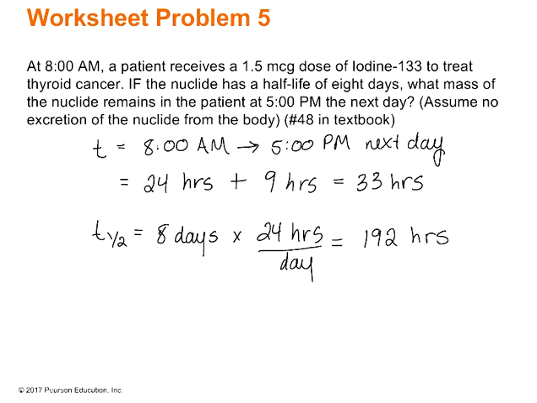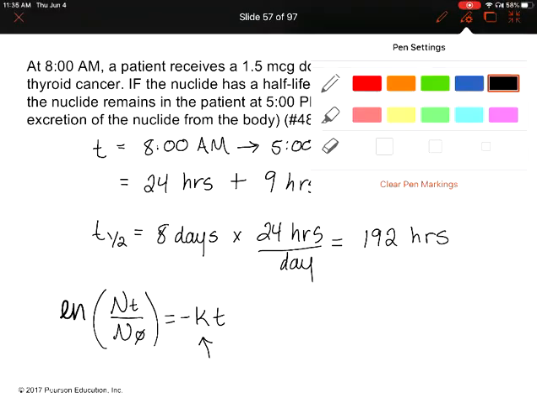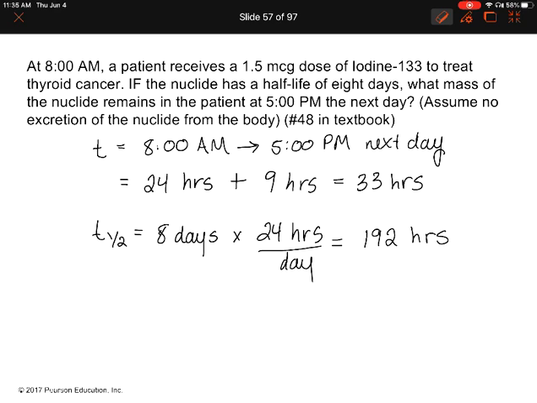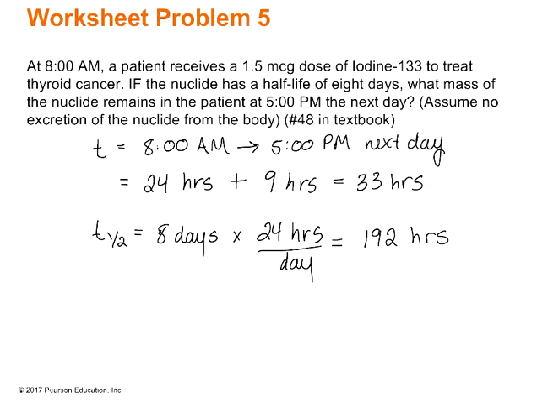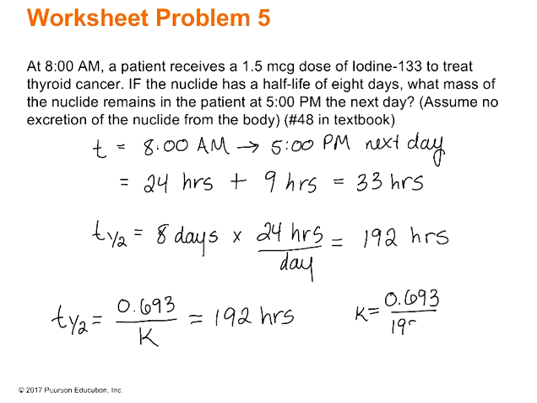Now, remember, we're going to plug all of this information into the following equation. And similar to the previous problem we did, we weren't given our rate constant. So we need to solve for that. So let's actually solve for that. So similar to before, we know that the half-life is a first order process. So that's 0.693 over k. And we know that the half-life now is equal to 192 hours. So if we solve for k, that's equal to 0.693 over 192 hours.